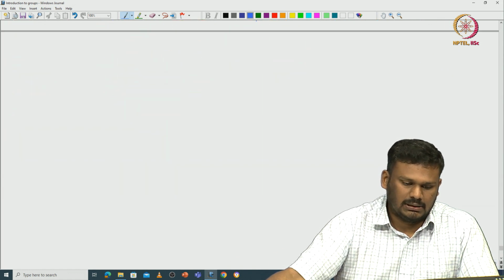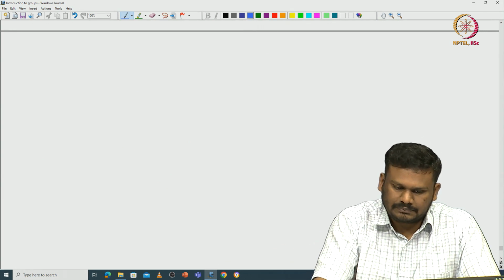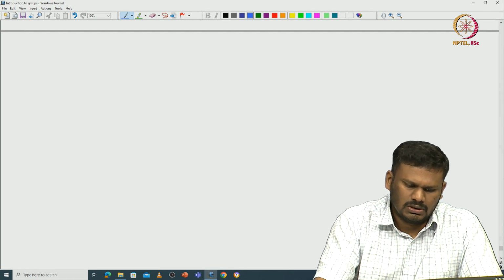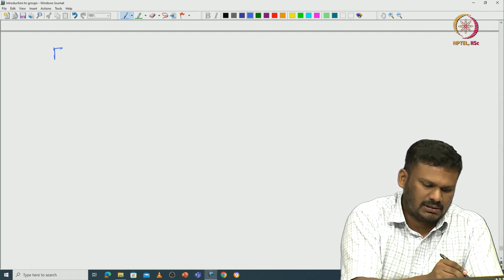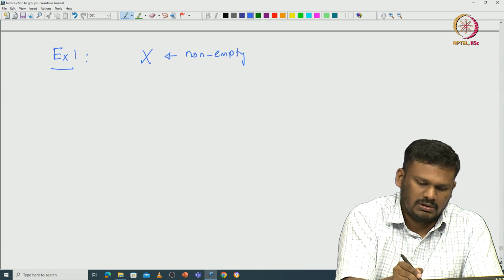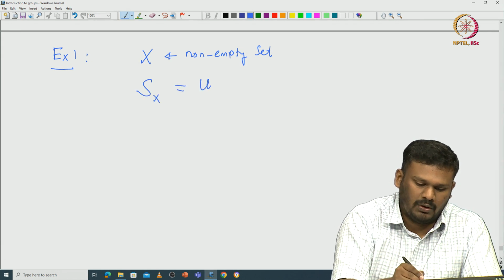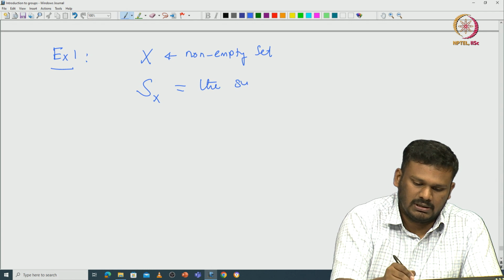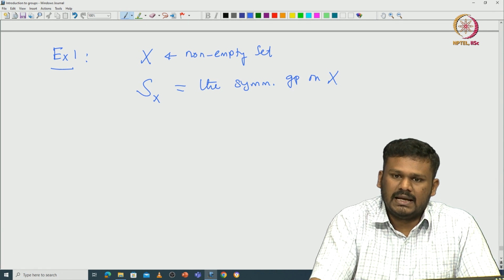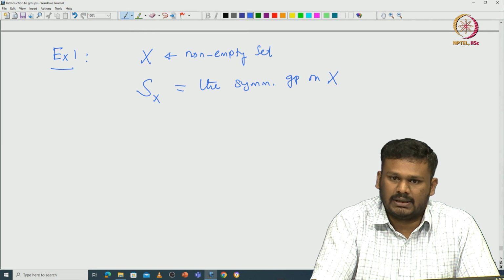Okay. So, let us start looking at some examples. So, as we actually defined, if you start with any set X, let us call this example 1, you take any non-empty set X. Then you have this Sx, the symmetric group on X. What we can do is take any subgroup of this Sx, and that will naturally act on X.